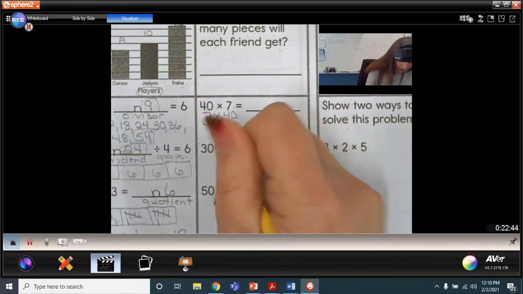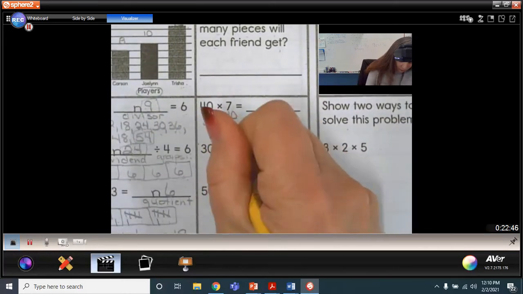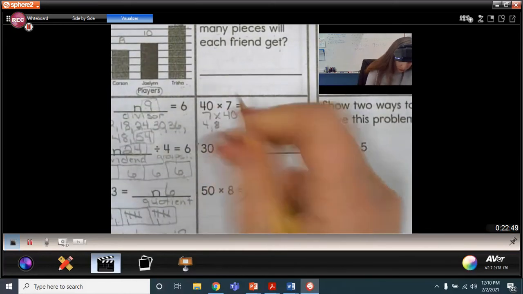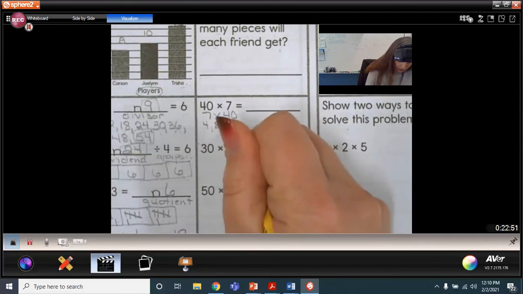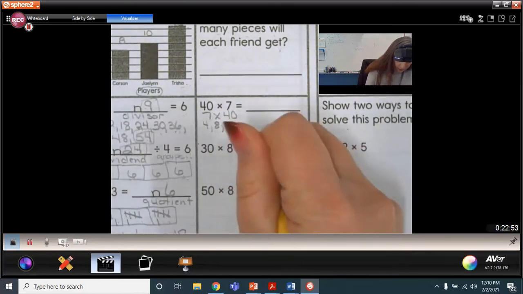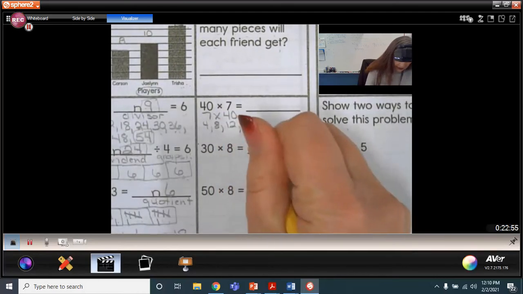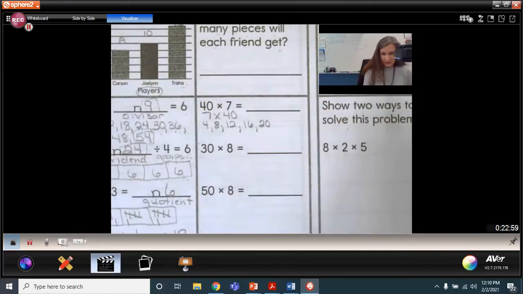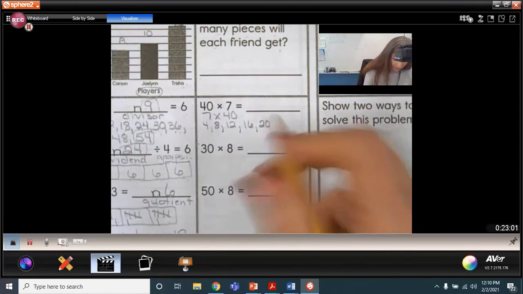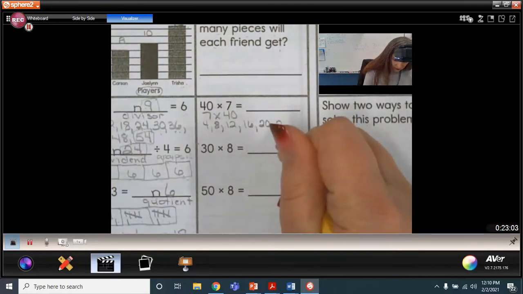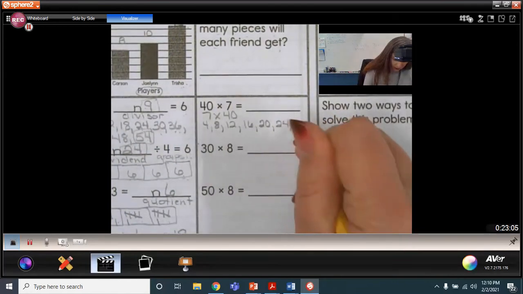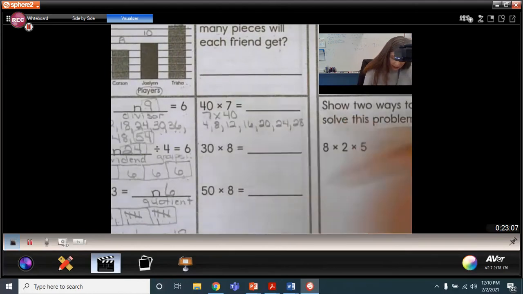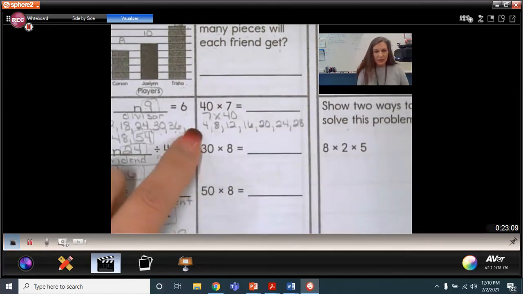So, for example, if I did 1 group of 4, that would be 4. 2 groups of 4 would be 8. 3 groups of 4 would be 12. 4 groups of 4 would be 16. 5 groups of 4 would be 20. And I'm just basically skip counting by 4s, right? Then I would have 6 groups of 4 is 24. And finally, 28.